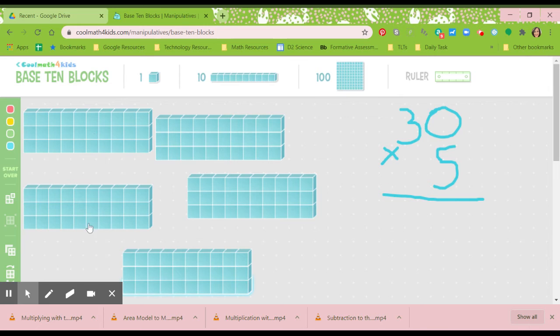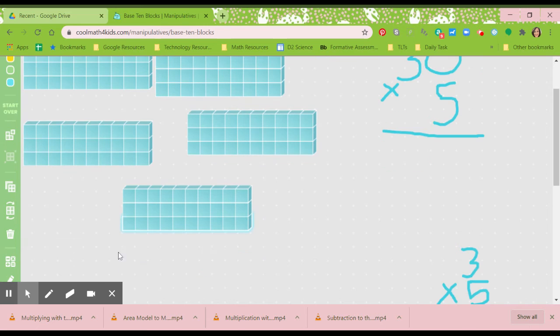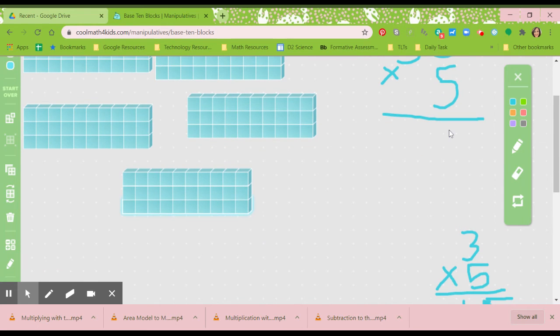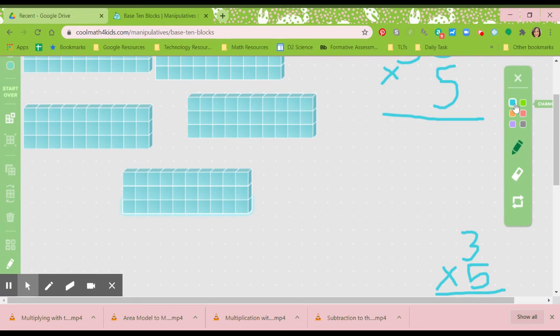All right, so I have 1, 2, 3, 4, 5 groups of 30. And we have 10, 20, 30. So 30 in each group, and I have 5 groups of those. Well, let's just count the tens. 1, 2, 3, 4, 5, 6, 7, 8, 9, 10, 11, 12, 13, 14, 15. So I have 15 tens.